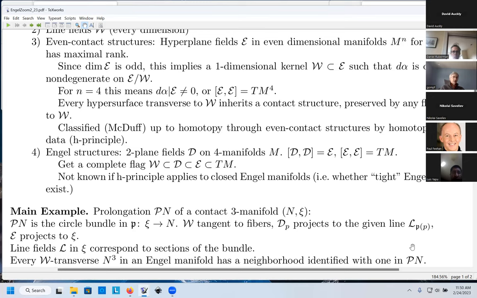So somehow we can think of any W transverse 3 manifold in an Engel manifold as being a section in the prolongation in that same 3 manifold, which again is a line field in the contact plane field. So again, it's a very geometric, visualizable sort of thing. And if we want a whole neighborhood of this thing in W, the way we move in the W direction is just by rotating the lines. So in fact, we can see a whole neighborhood, and that's being identified with a neighborhood in the prolongation of N.